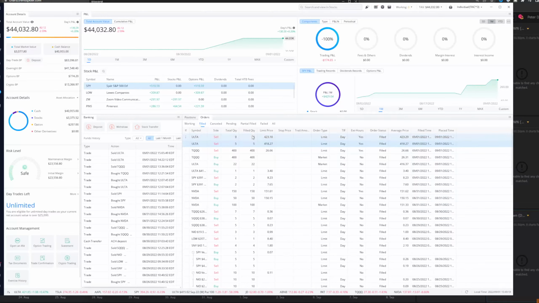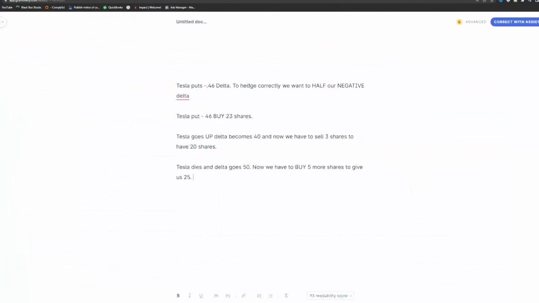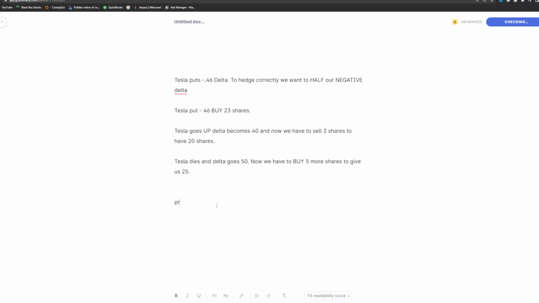So when we ended up doing this, I ended up buying those shares initially for $4.18. I'm sorry, I ended up buying those shares initially for $4.16. You can see here, average price, $4.16, 22 shares. And then what I did was I sold to keep my delta even. I sold 5 shares at $4.18. So basically I made $2 per share. So I sold 5 shares and I made $2 per share, which would give me a profit on those shares of $10. 5 shares.